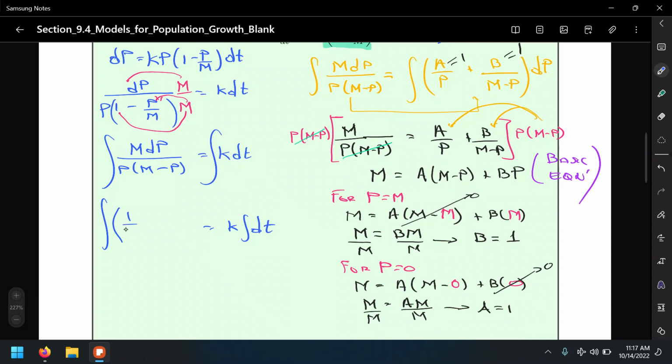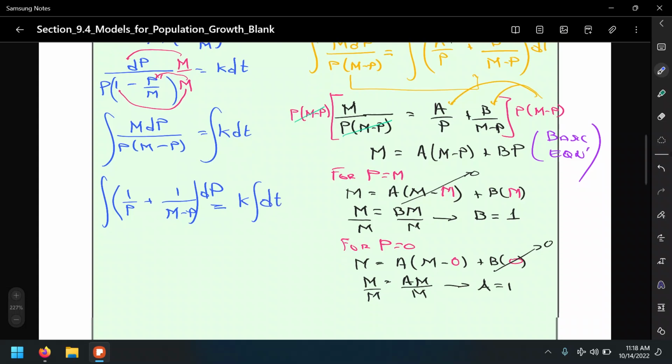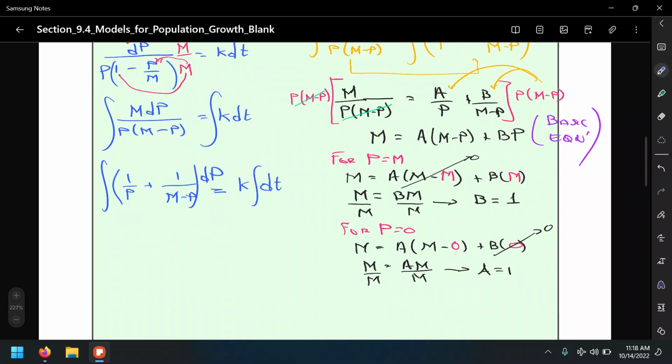So this integral right here, which we broke down over here, will become the integral of 1 over p plus 1 over m minus p with respect to p equals k times the integral of dt. So we may go about the integration of these two terms on the left hand side.